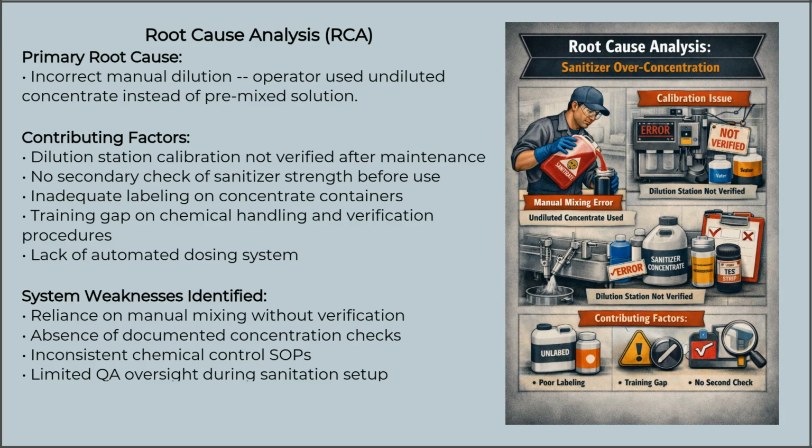Contributing factors included a calibration issue at the dilution station, missing secondary checks, and inadequate labeling on concentrate containers. The facility also identified system weaknesses, such as reliance on manual mixing and inconsistent documentation of concentration checks. This analysis highlights the importance of verification, clear labeling, and automation to maintain safe chemical control.